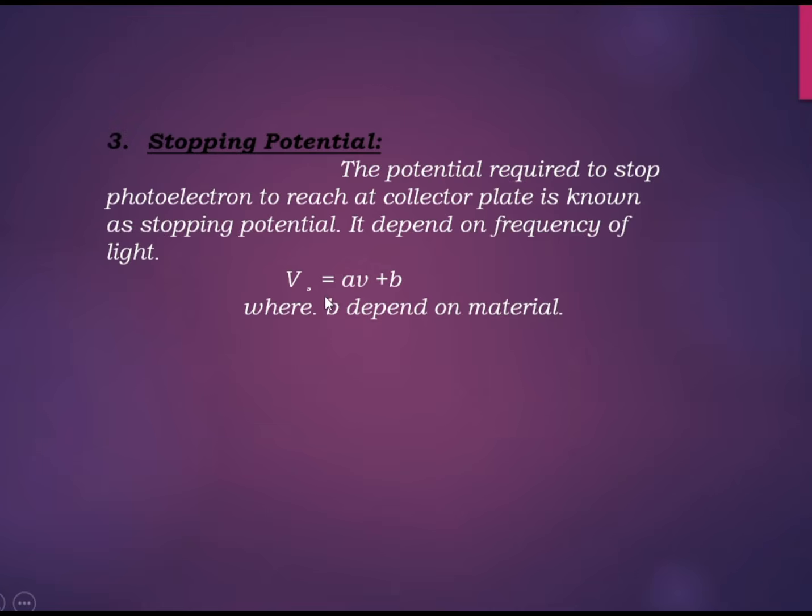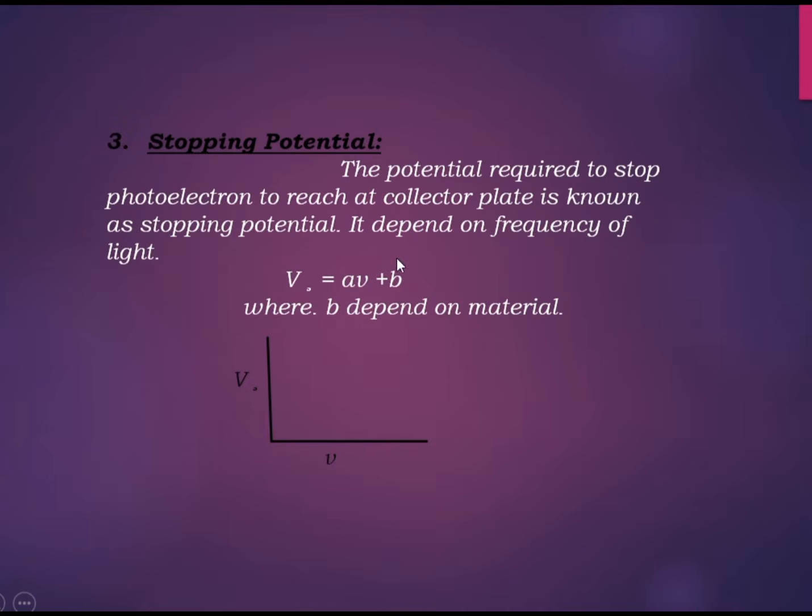Now let us discuss the graph between this stopping potential and the incident frequency. Okay, so this is V naught, meaning the stopping potential, and this is frequency. If we compare this equation with the equation of a line, what we get is A is the slope of the straight line and B is the intercept.